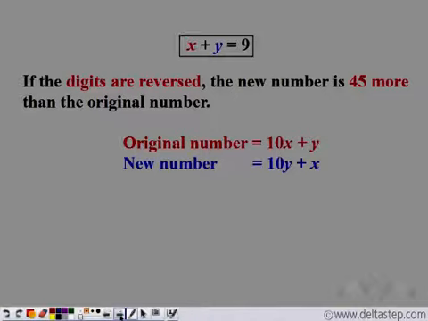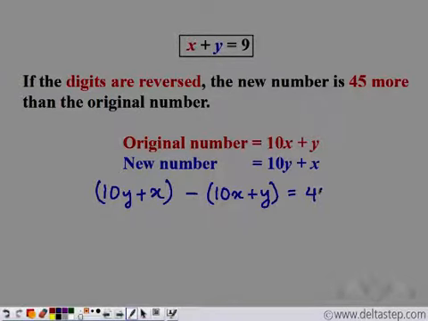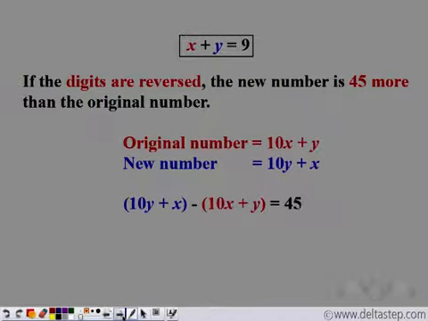Now the hint says that the new number is 45 more than the original number. So (10y + x) - (10x + y) is equal to 45, because the new number is 45 more than the original number. This is what we have.